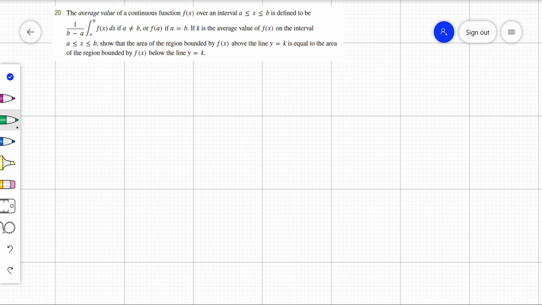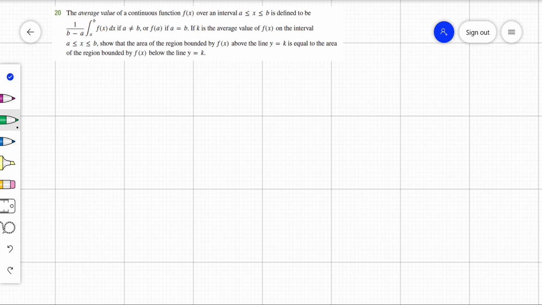Okay, so this talks about the average value of a continuous function being 1 on b minus a, the integral of f of x between a and b. And it says if k is the average value of f of x on the interval, show that the area of the region bounded by f of x above the line y equals k is equal to the area of the region below the line y equals k.